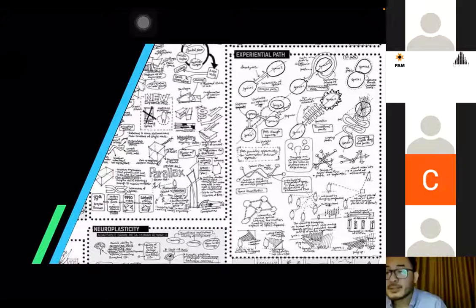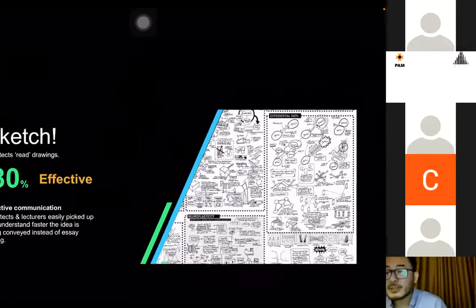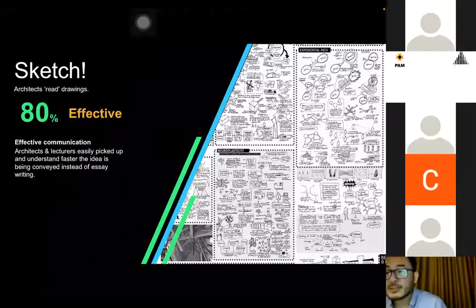So for example, like this one, experiential path, he has different methods of experiential path just to tell the lecturers and examiners there are more than two or three types of experiential path that humans are actually experiencing. All right, that's not the thing that I'm going to talk about. What I want to say is how people convey the message very fast.